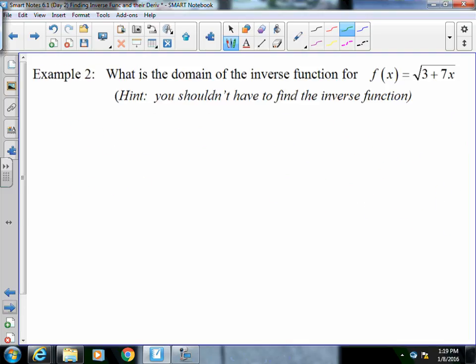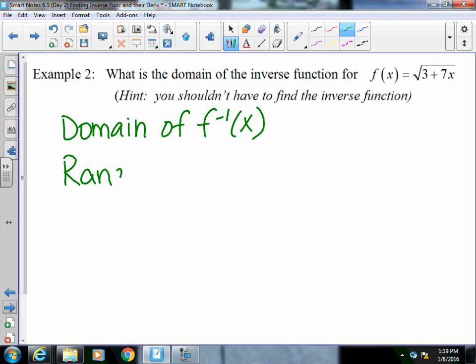What's the domain of the inverse function for f of x equals radical 3x plus 7? Well, the domain of the inverse is the same thing as the range of the original. If you think about this function, radical 3x plus 7, its base function, or parent function, or mother function, whatever phrase you like to use, is radical x.